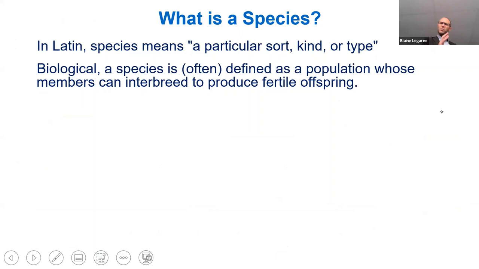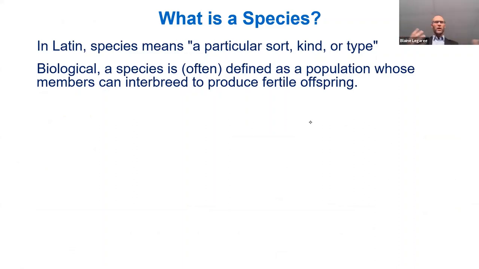So let's talk about what a species is. If you Google species or look it up in a dictionary, it's going to talk about interbreeding and things like that. And so you can see on the slide there, it says biologically a species is usually defined as a population whose members can interbreed. So a wolf and a dog can breed, but a wolf and a fox cannot. So therefore, a fox is a different species. That's kind of the logic behind that.